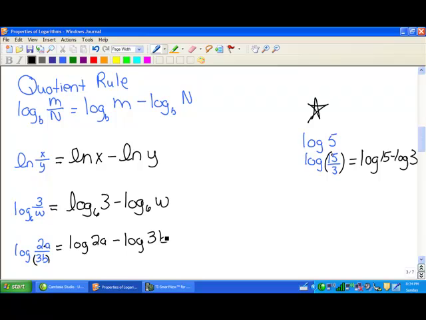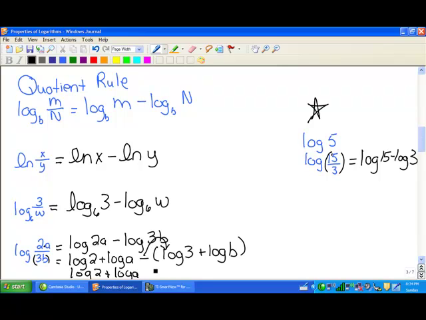But then we can go back and use the product rule. The log of 2a is going to be the log of 2 plus the log of a. The log of 3b is going to be the log of 3 plus the log of b. Now if we distribute the negative, we'll keep the log of 2 plus the log of a, distributing the negative, minus the log of 3 minus the log of b.